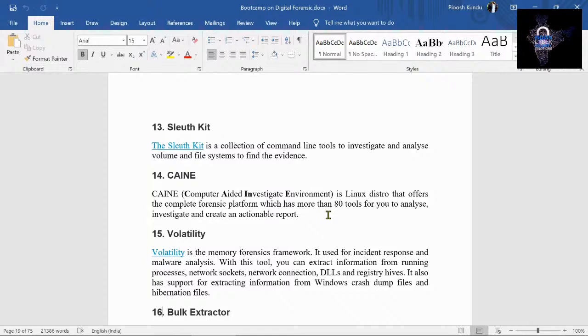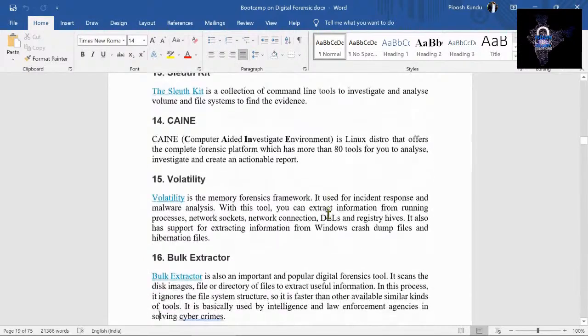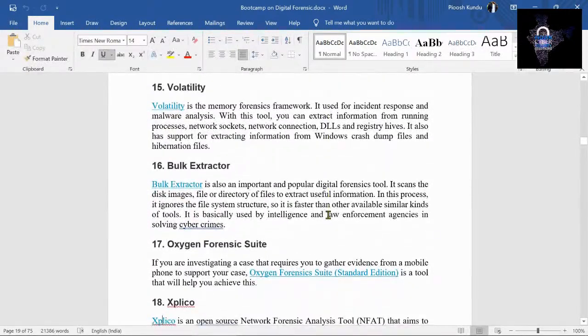It also has support for extracting information from Windows crash dump files and hibernation files. Bulk Extractor is an important, popular digital forensic tool. It scans digital disks or directories for files to extract useful information. It ignores the file system structure, so it is faster than similar tools. It is basically used by intelligence and law enforcement agencies in solving cyber crimes.